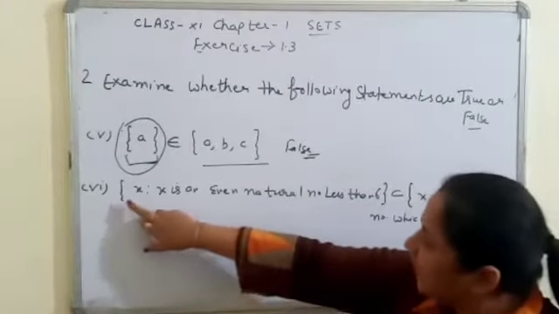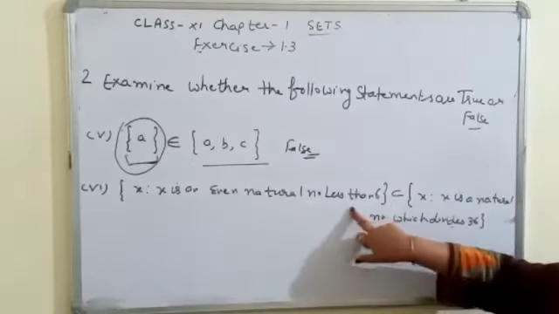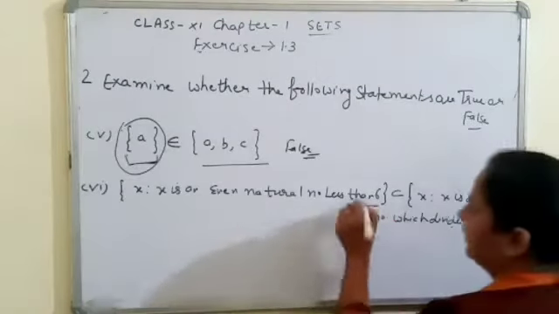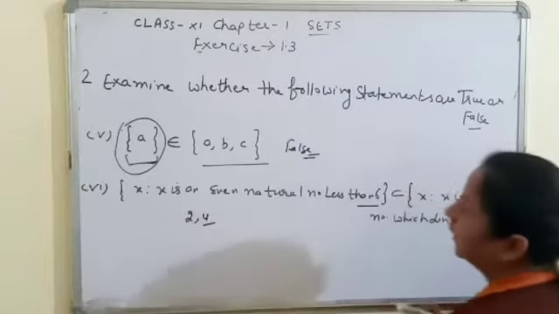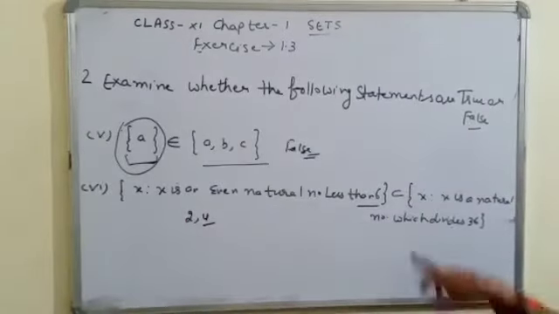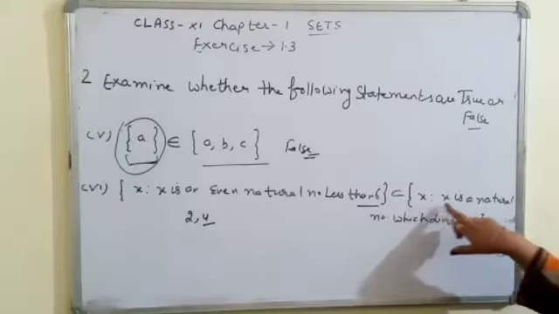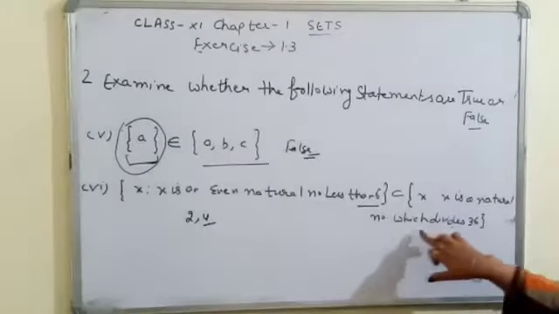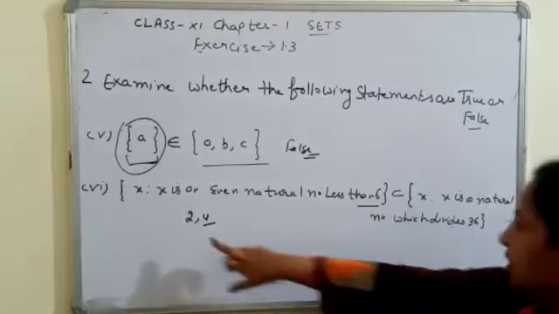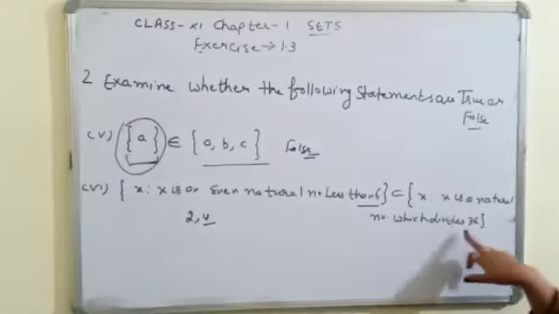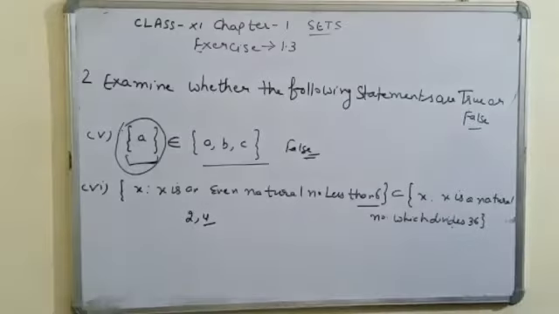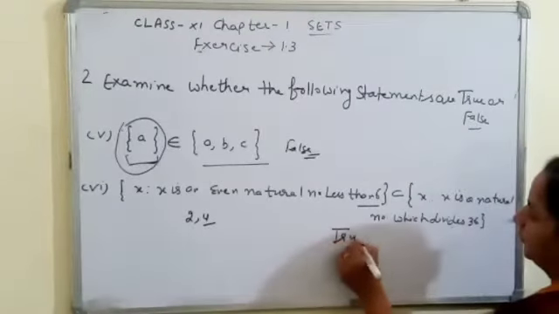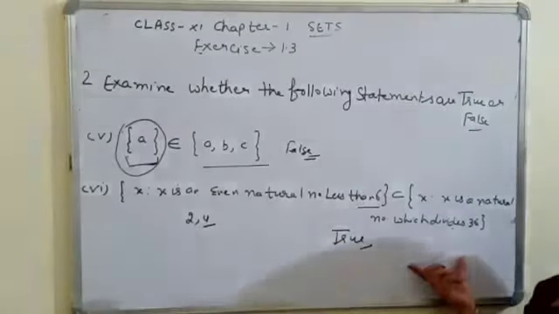Question 6. X, where X is an even natural number less than 6. Even natural numbers less than 6 are 2 and 4. And we have to check whether these are a subset of X, where X is a natural number which divides 36. Yes, 2 and 4, they both can divide 36. So the first one is a subset of the second. This is the true statement. This was question number second.